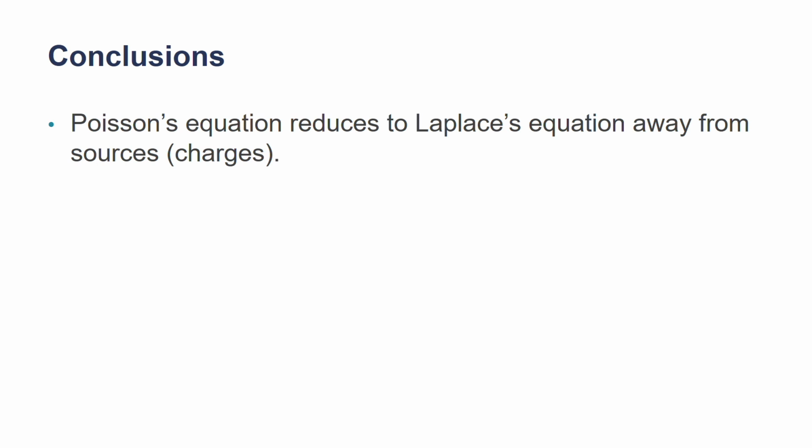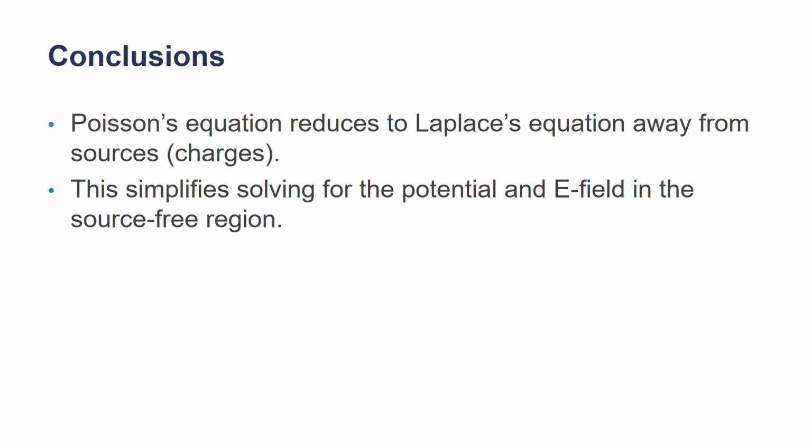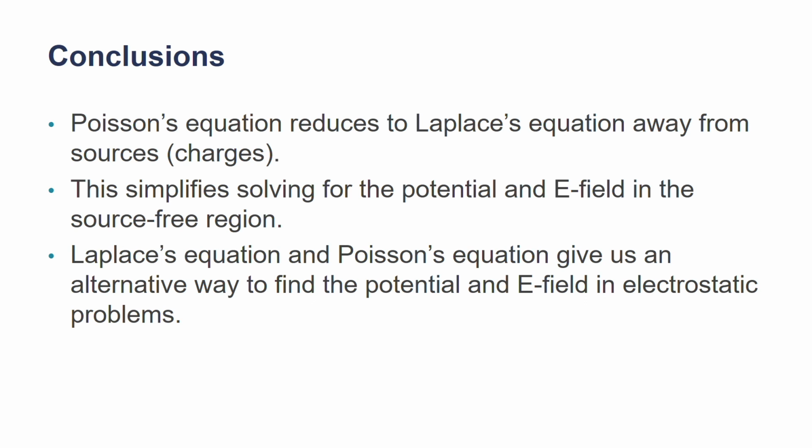So in conclusion, Poisson's equation reduces to Laplace's equation when we are in the so-called source-free region away from the sources, which in this case is charges for electrostatic problems. This simplifies the solving for either the potential field or the electric field in the source-free region. And it basically gives us another way to solve for potential and E field in electrostatic problems.